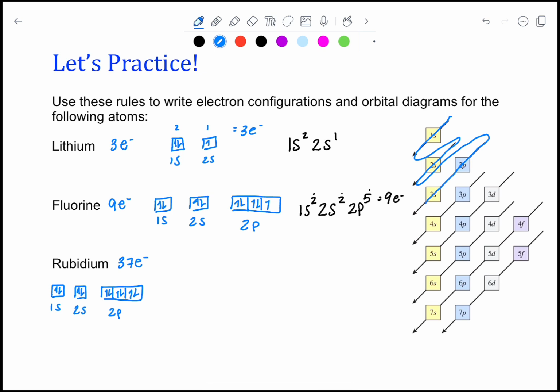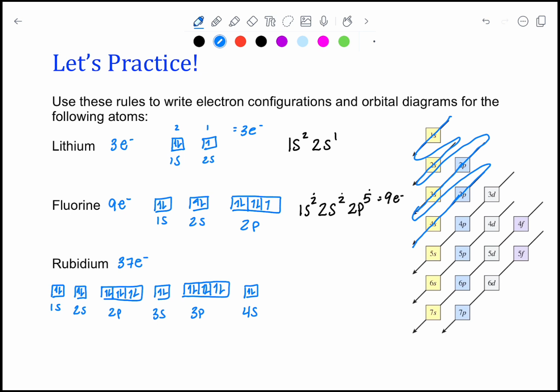After 2p, I go into my 3s. That holds another 2 electrons. I go into my 3p next. 1, 2, 3, 4, 5, 6. And after 3p, we go to 4s. And that has 2 electrons.